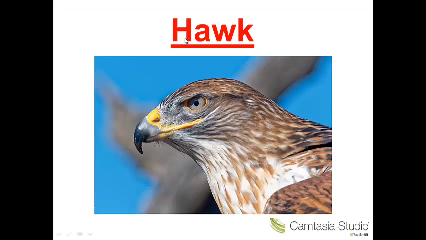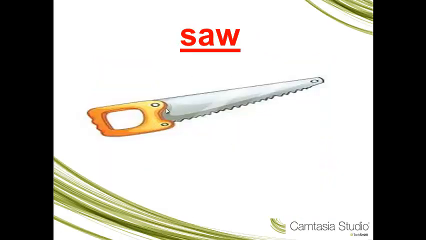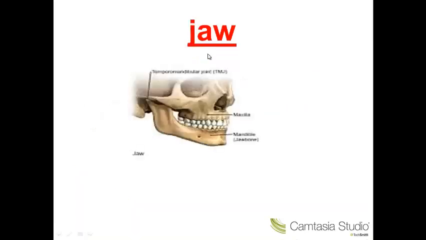Read with me. Hawk. What is the meaning of hawk? This bird, we call it hawk. Here, saw. Read with me. Saw. This is a saw. We can use it to cut wood. Here, this part, we call it jaw.